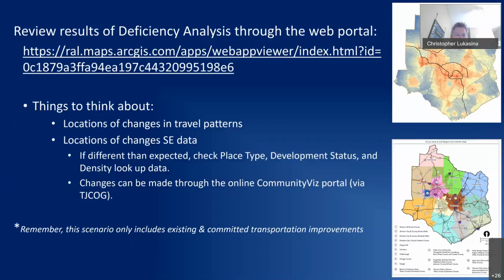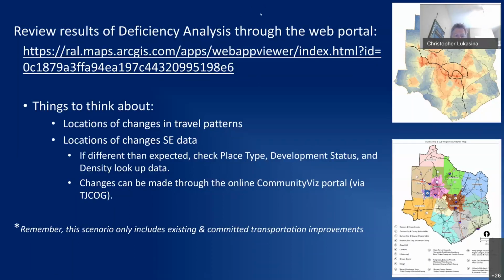So on the screen there and in the presentation, you'll have a link to the online viewer that we're going to show you here in just a moment. You can also get to that through the CAMPO website, in the 2050 MTP development portion of the website. So a couple of things we want you to think about, and we'll talk some more about these as we step you through the online viewer.